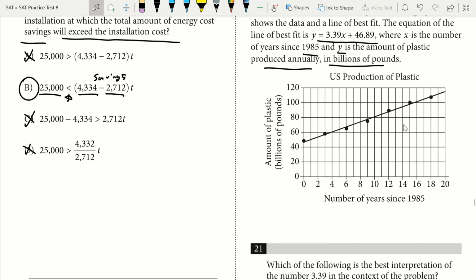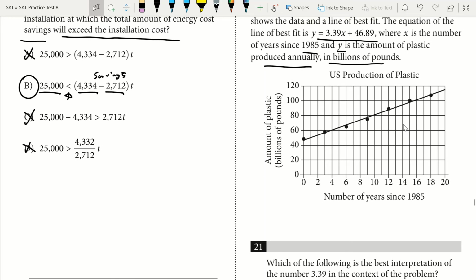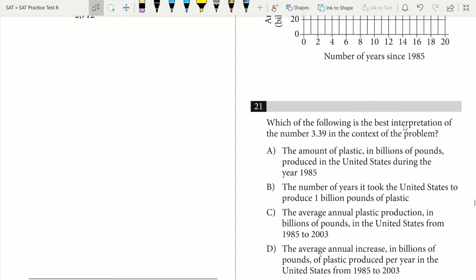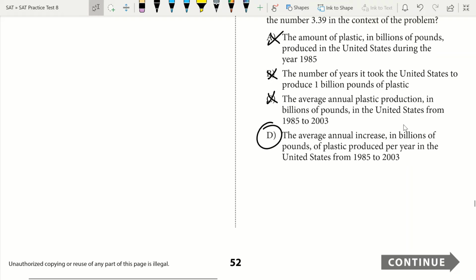All right, so now I'm asked which of the following is the best interpretation of the number 3.39 in the context of the problem. Well, 3.39 is my slope, right? It's multiplied by X, where X is the number of years since 1985. So as I increase X by 1, I'm increasing the amount of plastic that is produced annually by 3.39. So my answer is not going to be A, it's not going to be B. I look at C, the average annual plastic production. No, it's the average annual increase in billions of pounds of plastic produced per year in the United States from 1985 to 2003.